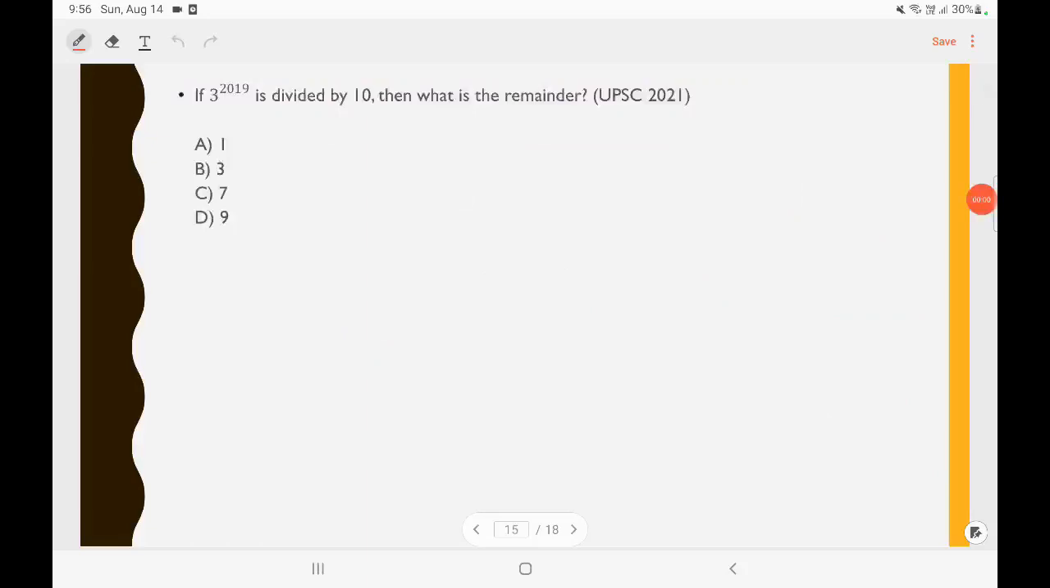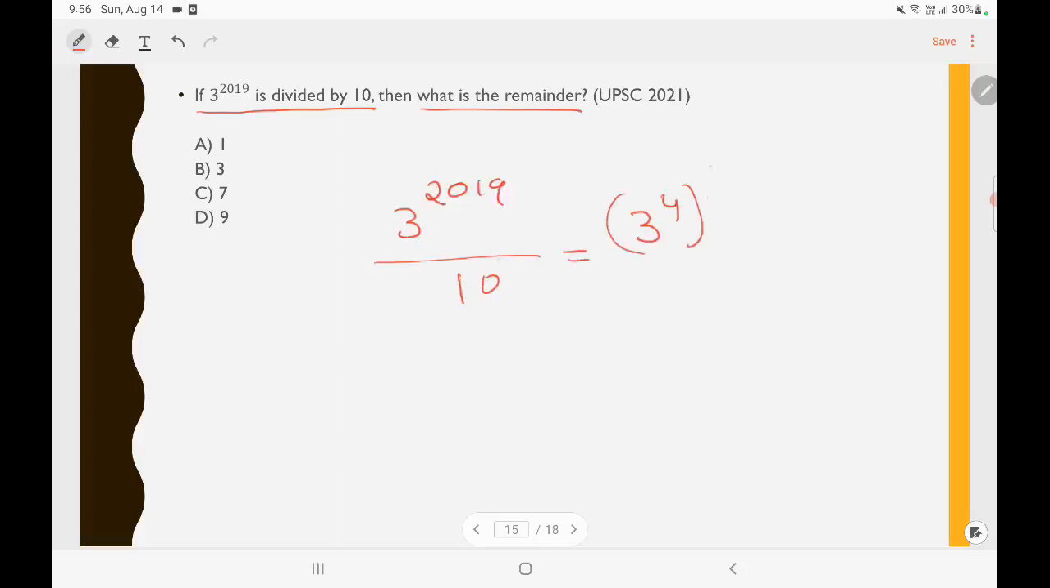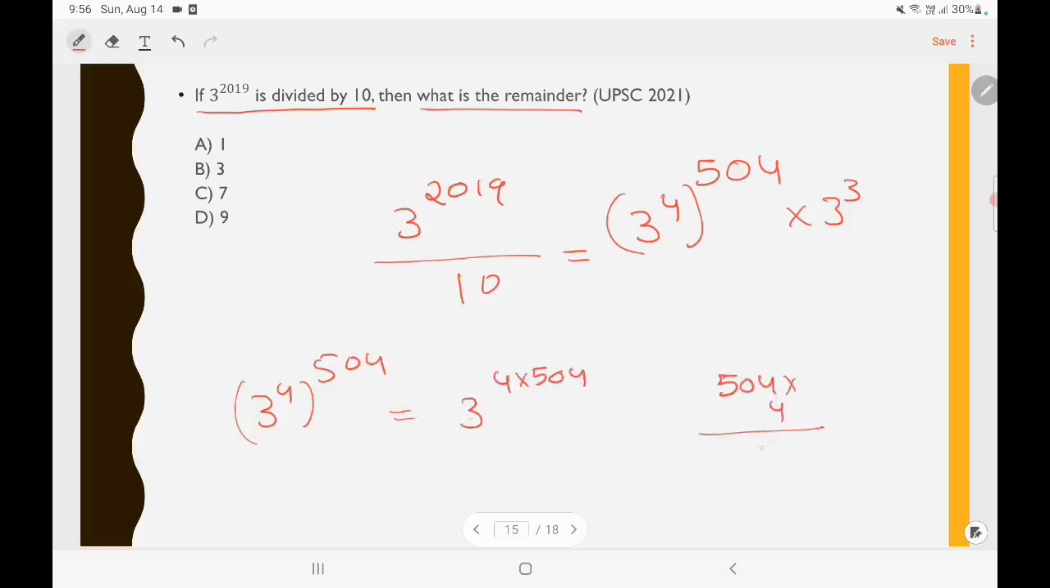So now let's consider some examples. So first is, if 3 raised to 2019 is divided by 10, then what is the remainder? Okay, so we have to write 3 raised to 2019 in a different form. So let's write it as 3 raised to 4 whole raised to 504 into 3 cube. Because 3 raised to 4 whole raised to 504 is equal to 3 raised to 4 into 504. So 504 into 4 is 16, 4 into 5, 20, 2016.